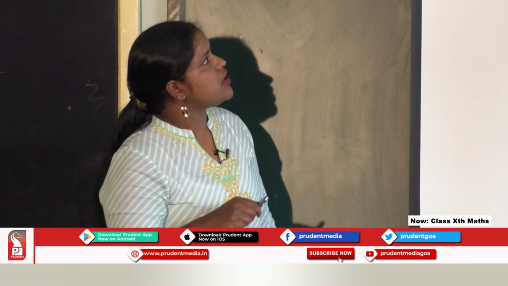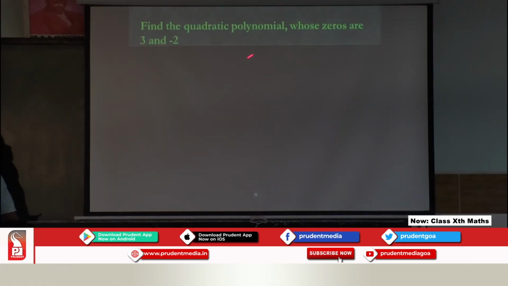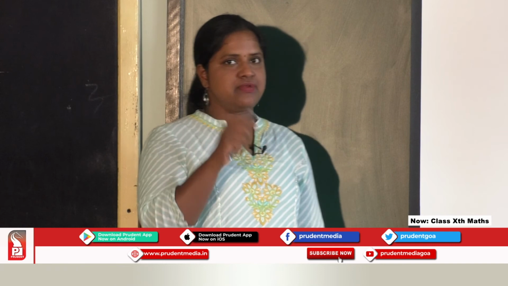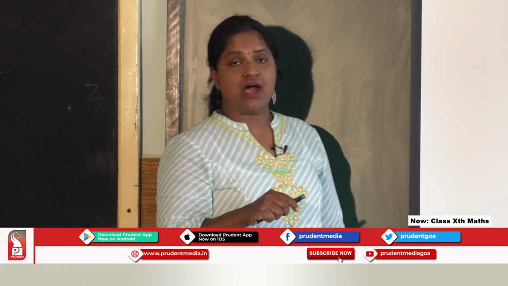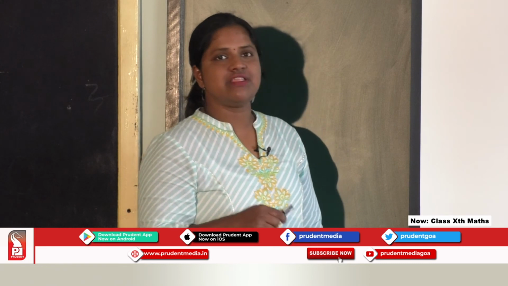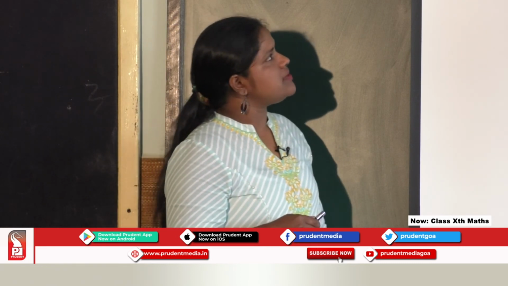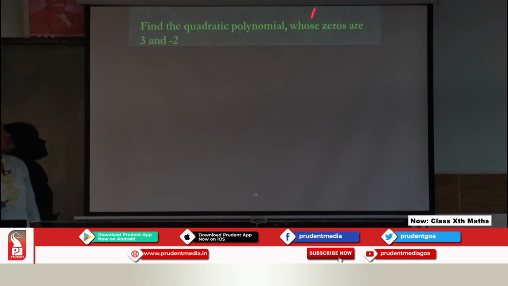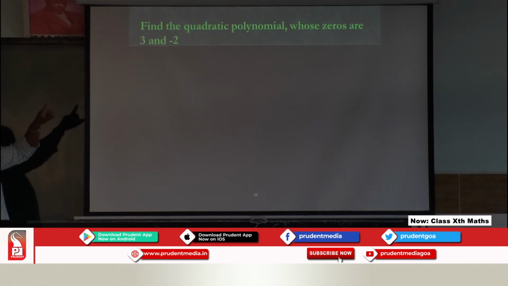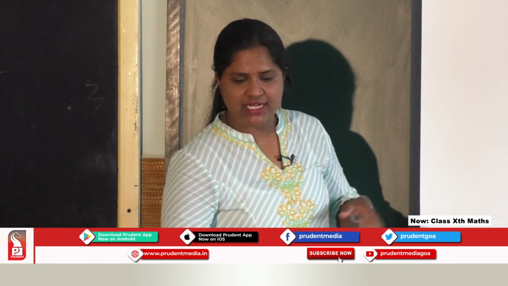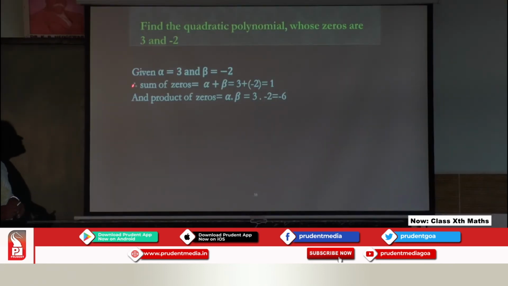So let us focus on this problem now. Find the quadratic polynomial whose zeros are 3 and minus 2. If you see students, in the previous problem it was given here sum and product of zeros. Sum was given as well as product was given. But in this problem sum and product is not given, here directly zeros are given, and the two zeros given here are 3 and minus 2. So if this type of problem appears, then how to get the quadratic polynomial? Since given here alpha as 3 and beta is minus 2, these are the zeros of the polynomial.